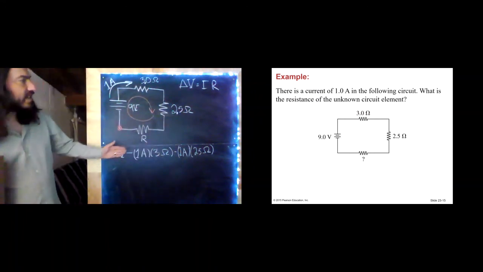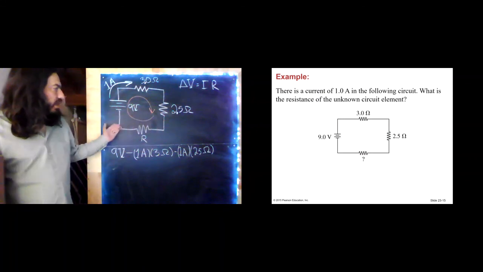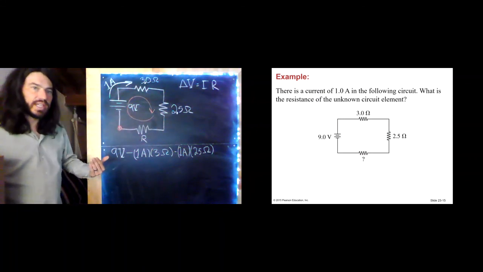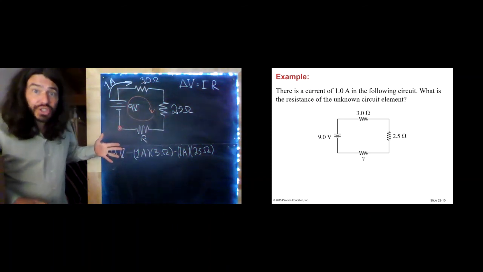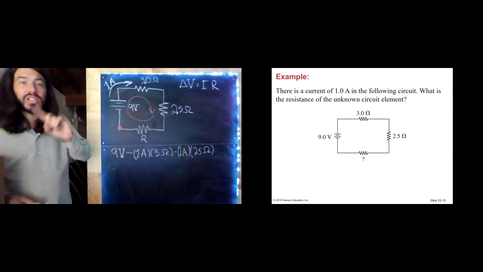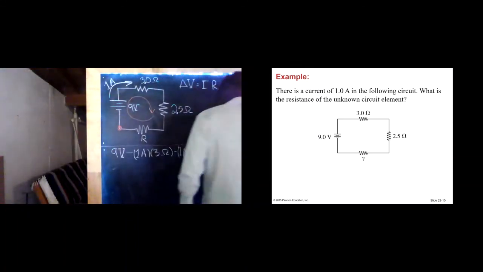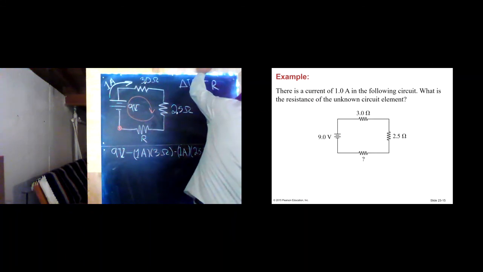And the last element we get to is this. Again, I am going with the current, so I'm going down in potential. You might say, I don't know what that resistance is. How can I calculate the potential? You don't know what it is. We're going to plug in I times R so we have something to solve for. Minus, because we're going downhill, 1 amp times R.